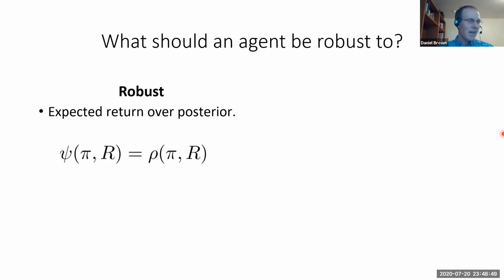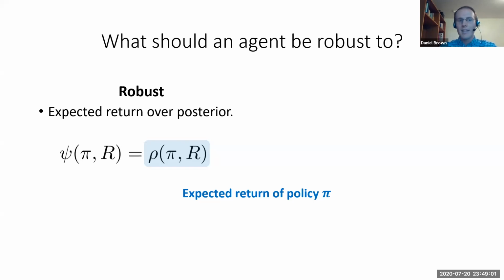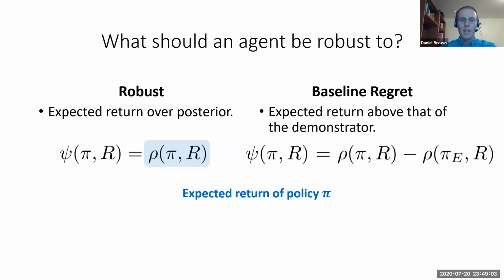So the last question we need to answer is, what should an agent be robust to? And so one of the things we can do is just have this generic robust formulation where we just look at the expected return of the policy under a reward function random variable, and that's going to be our performance metric. We can also look at this idea of having a baseline, this idea of baseline regret that's common in the literature, where we look at the expectation of our policy as well as the expected return of some expert or some demonstrations that we want to use as our baseline.